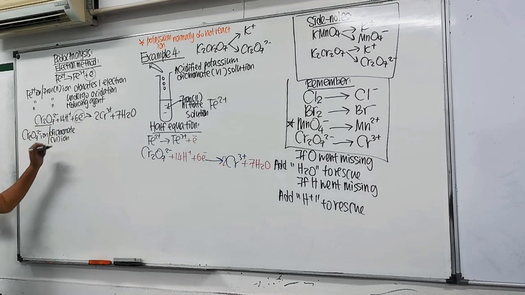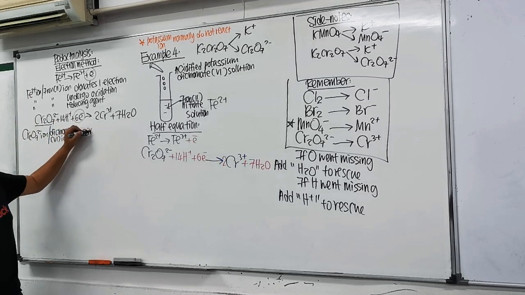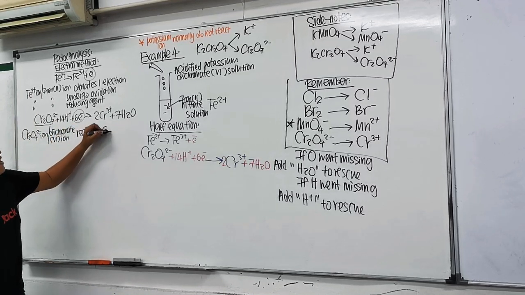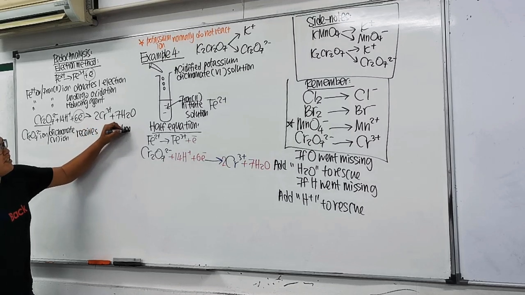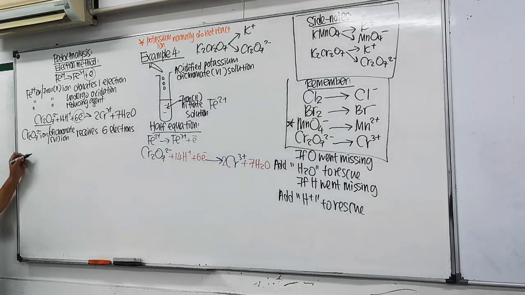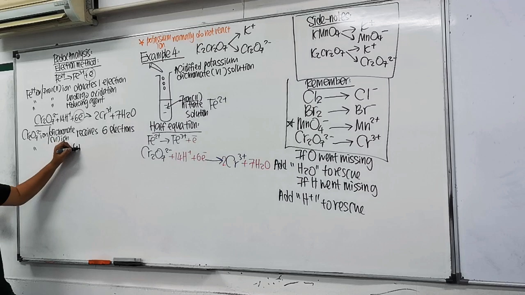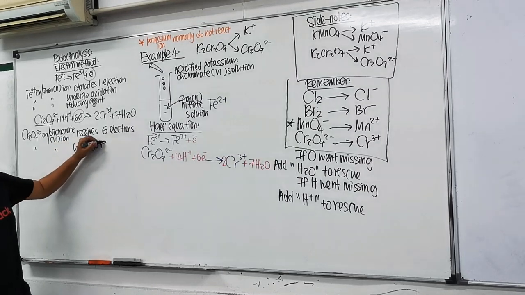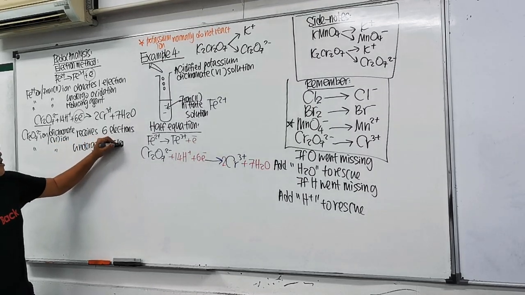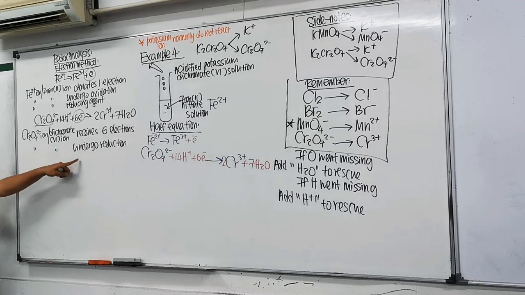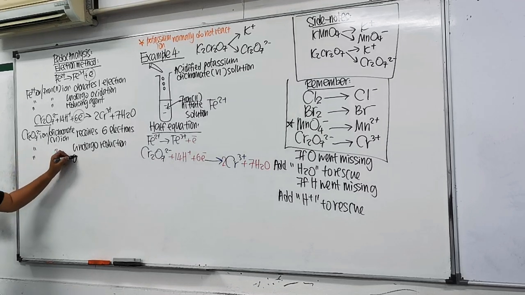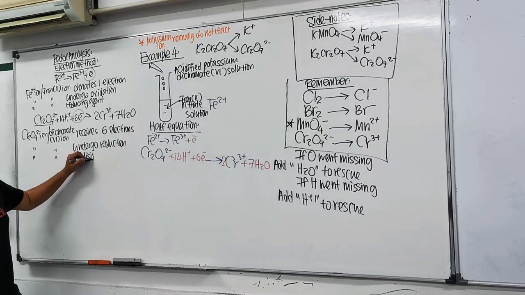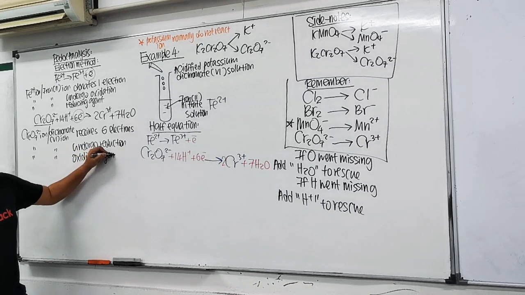Electron on the left means receiver, so you go to receive. How many? 6 electrons. When you receive electrons, you undergo reduction. So this fella undergoes reduction. When the dichromate undergoes reduction, it automatically becomes the oxidizing agent. That's not very hard, isn't it?